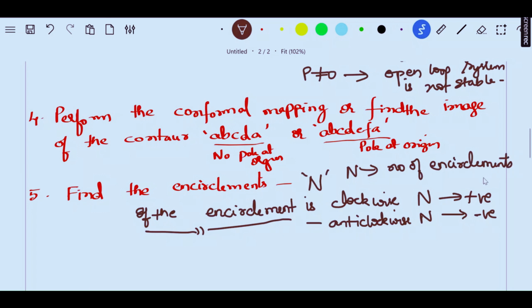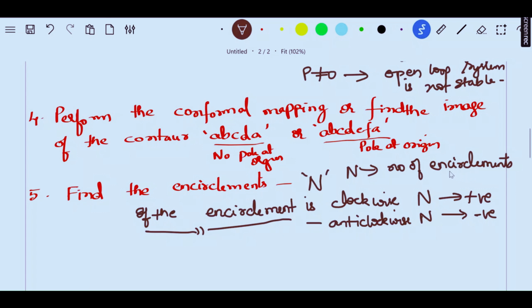You can have one encirclement, so N becomes 1, and you can have two encirclements where N becomes 2. If both encirclements are clockwise, then it is plus 2. If both encirclements are anti-clockwise, then it becomes minus 2.